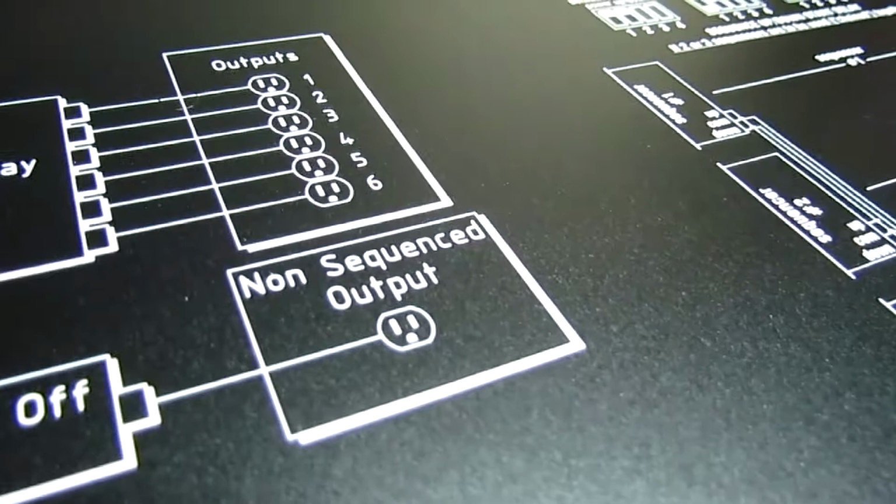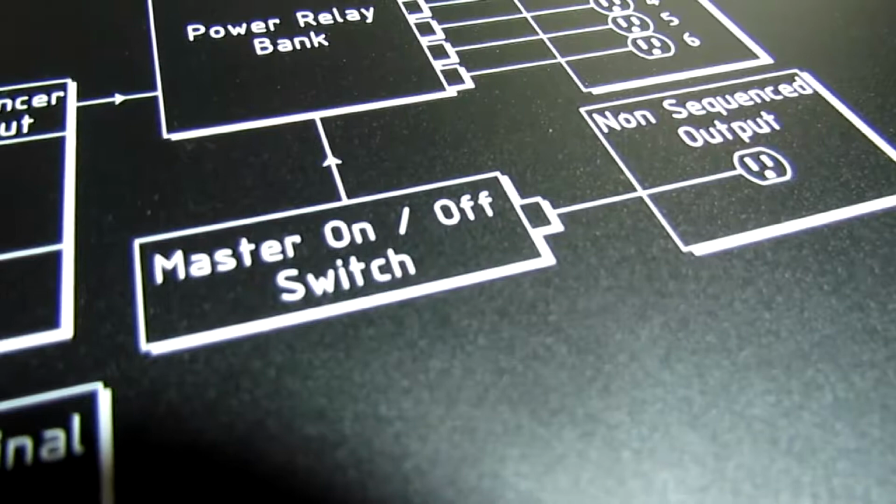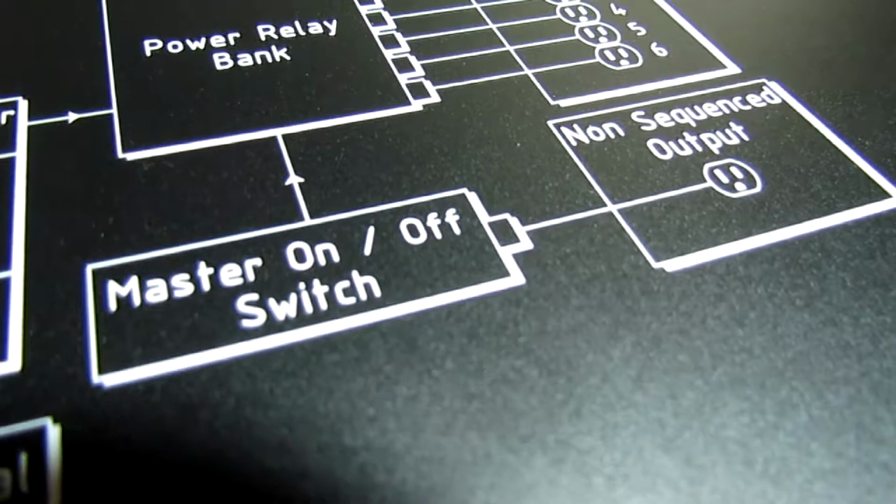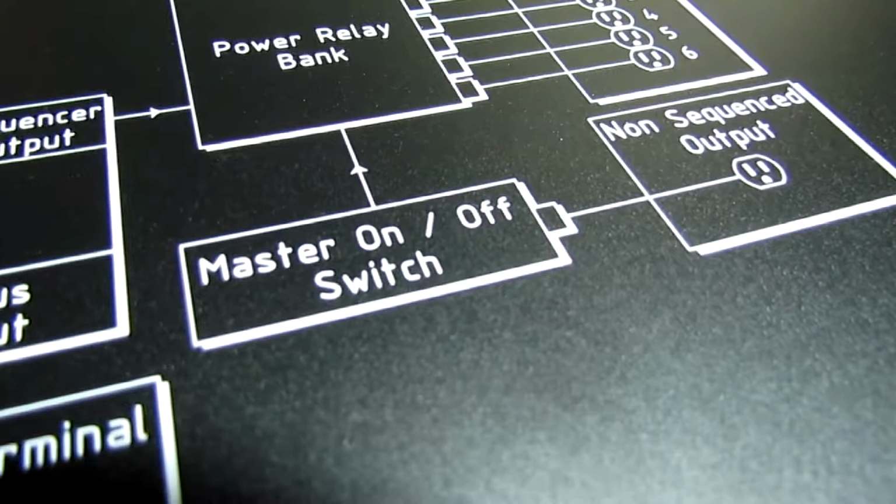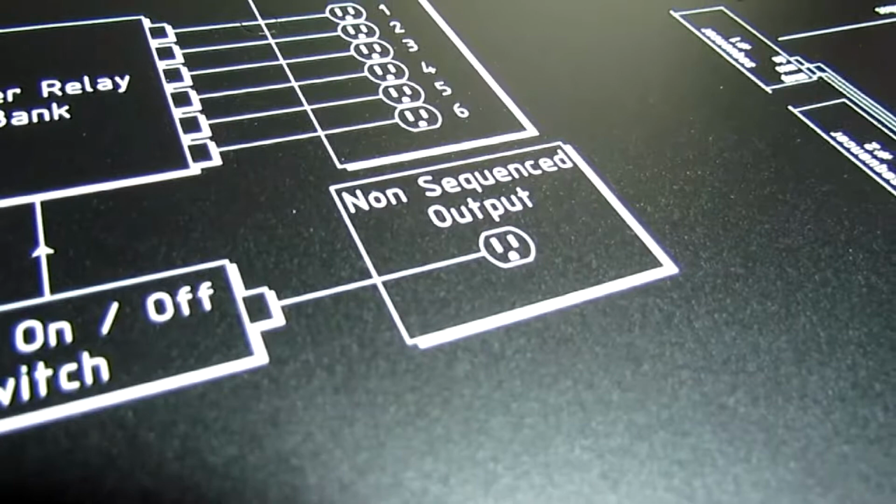I guess I would say it's actually unsequenced, because technically it depends on which switch you're looking at. But anyway, if you did turn that thing off on the master on-off switch, the unswitched outlet would go off. So just something to be aware of. And now let's take a look at the programming.